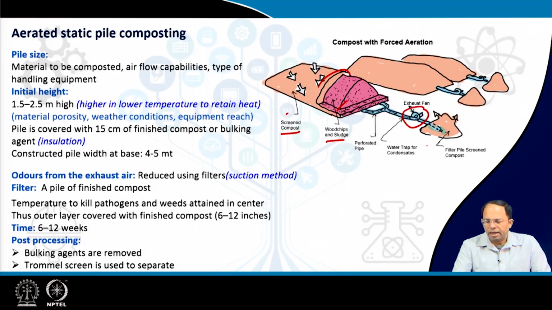This is the exhaust fan, and at the end there is a pile of compost which is kept, and if you are sucking the air out, then the sucked air is sent via this compost heap. This acts as a filter, and this filter will make sure that the odor is not there. That means when you pass the extracted air through this heap, the odor will get removed, right? So this is how this aerated static pile looks.